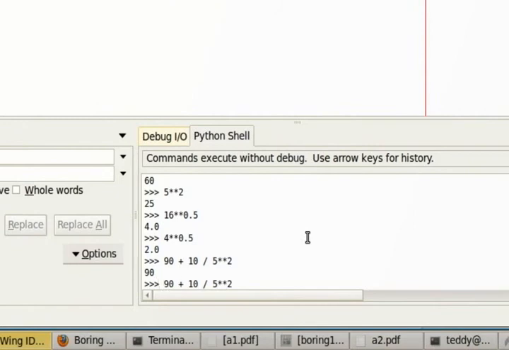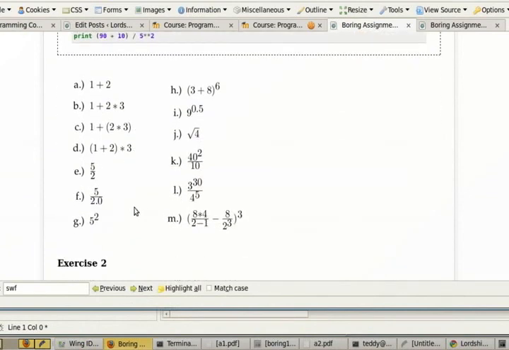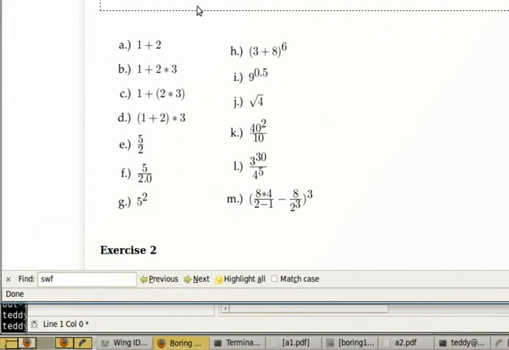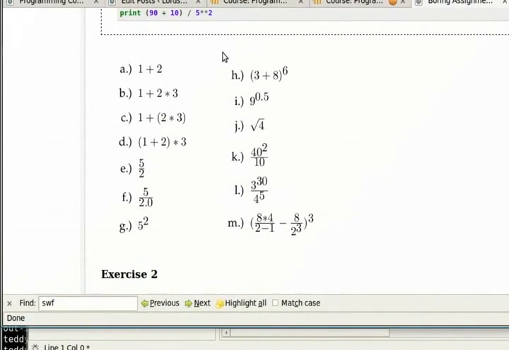We have to encapsulate the top so that it is calculated by itself, and then it will be divided by 5 squared. And voila, we get the right answer. Alright, so hopefully these will not be too difficult for you. M is certainly the most difficult, but I think even that is pretty easy. This assignment exercise is just to get you practicing using the numbers. Alright.